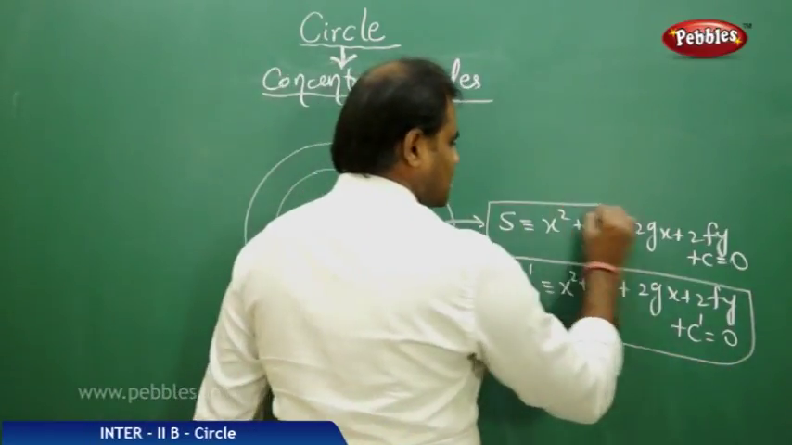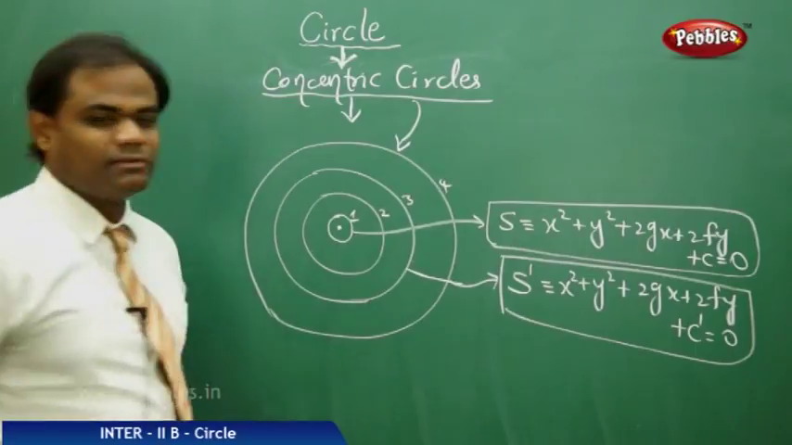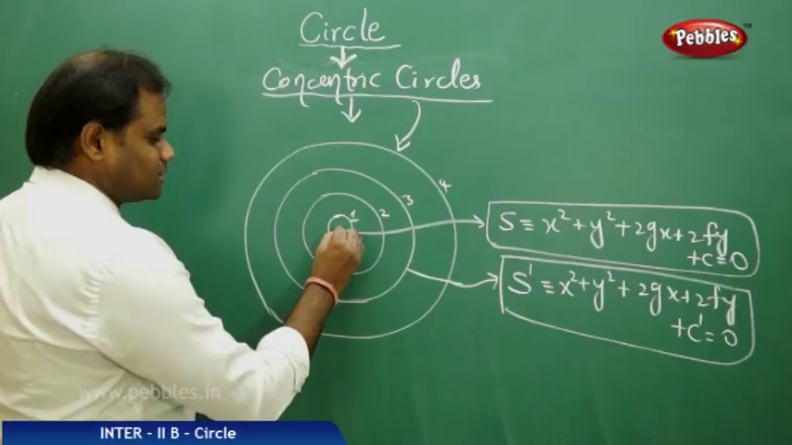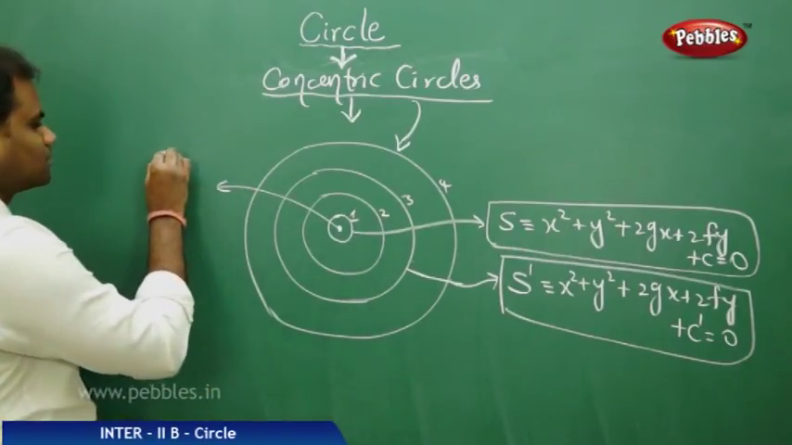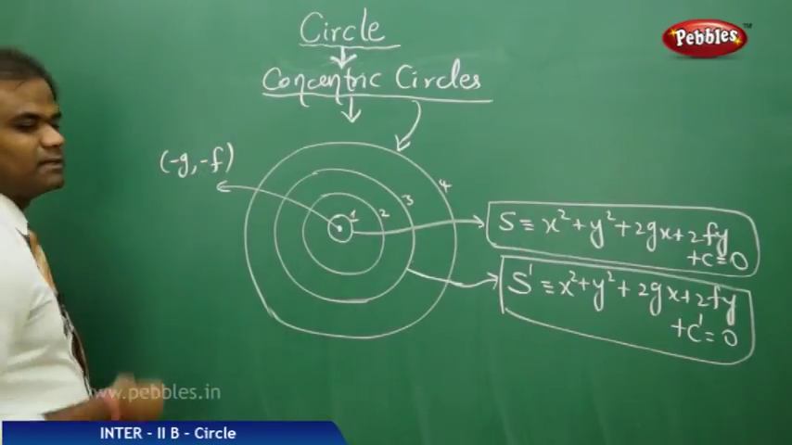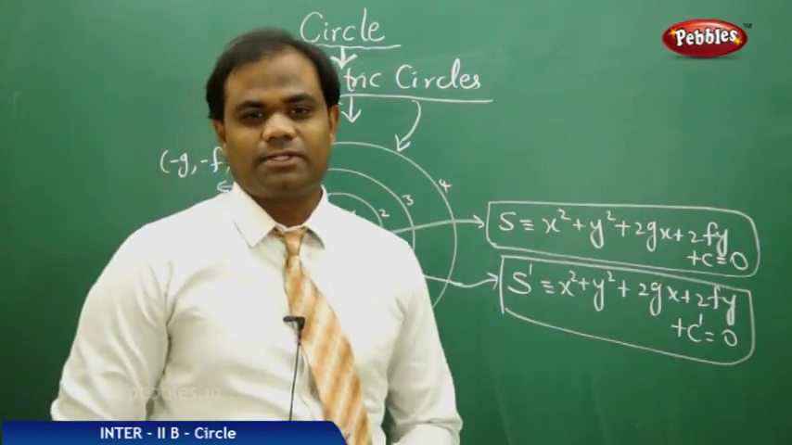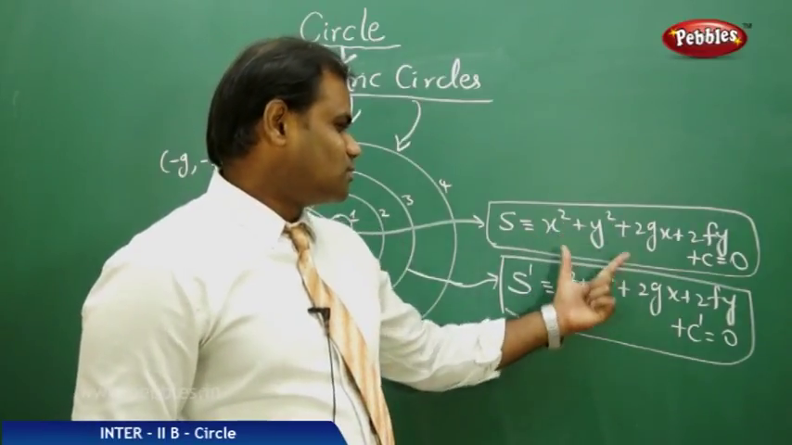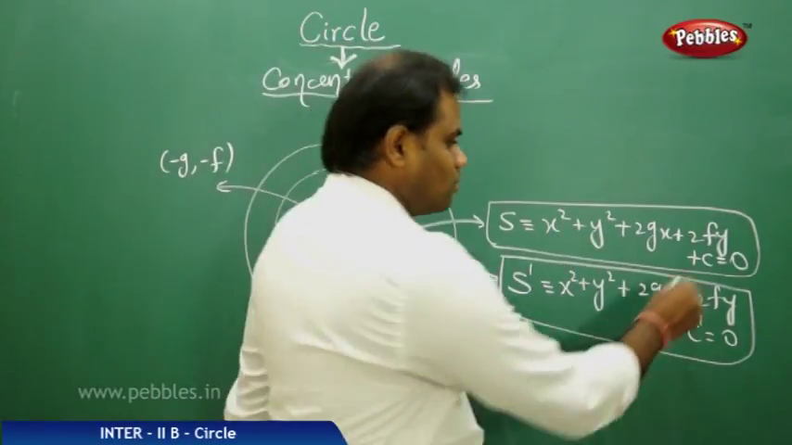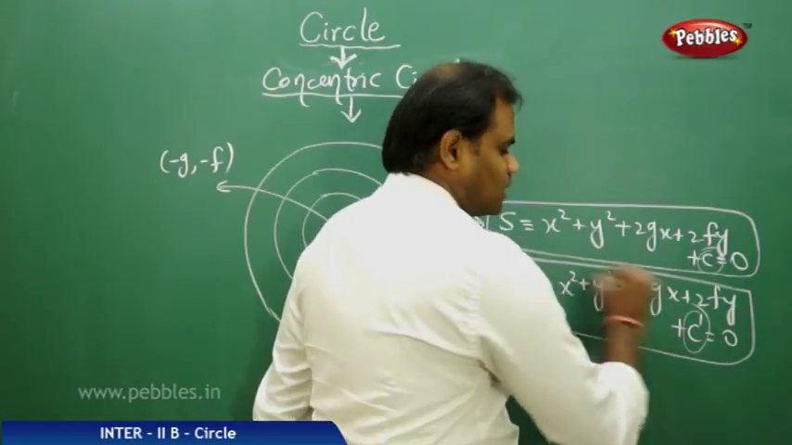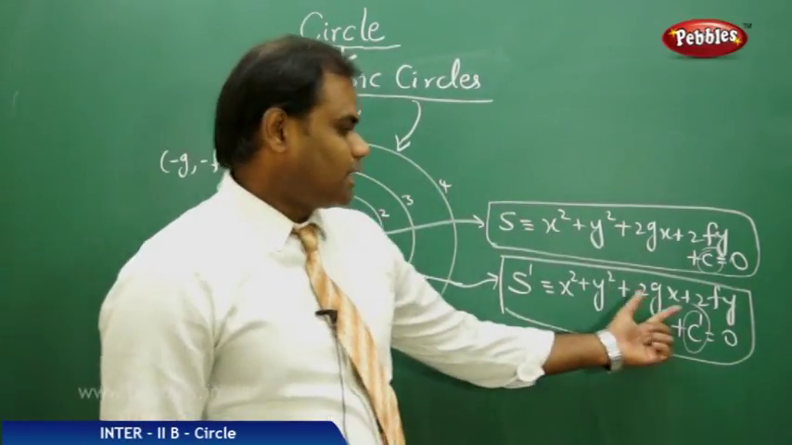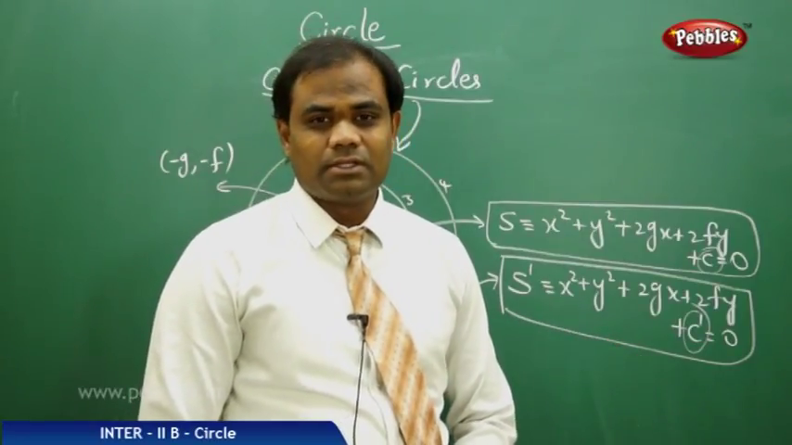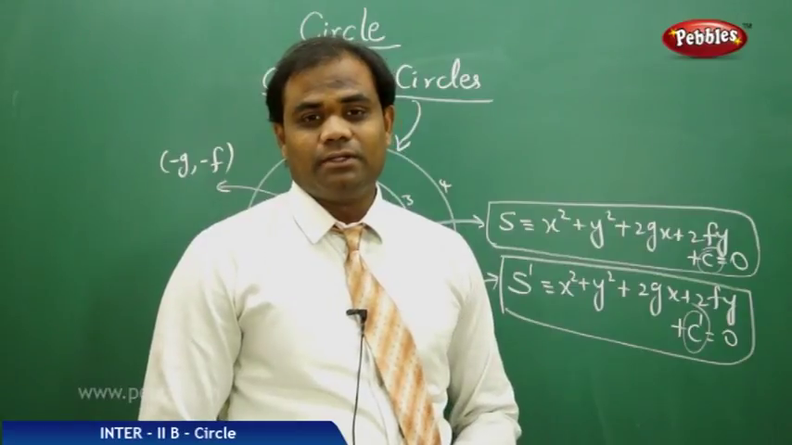So when two circles are concentric, they differ only with the constant. The rest of them are same because the center does not change. The center being minus g, minus f is fixed for any circle which is concentric. The only thing which changes is the constant c, and hence when two circles are concentric, they have only the constants which are different. G and f is the same. That's how we understand the two circles being concentric to each other.